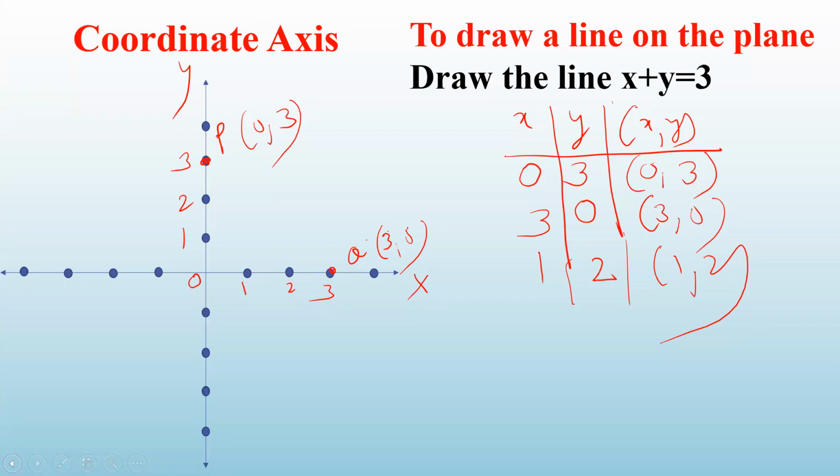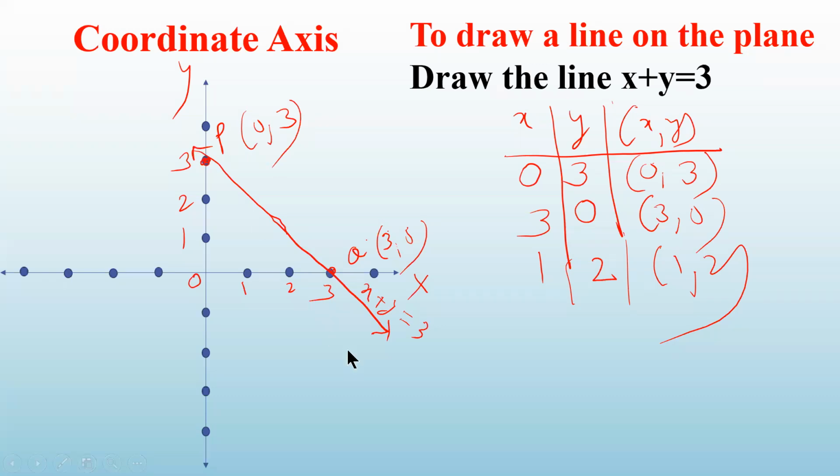Next step is what? You join these 2 points and draw the line. So just join these 2 points. Okay, so you will get a line. And on this line, you can write the equation of that line. So what is the equation of this line? It is x plus y equal to 3. Correct? So I have drawn the line and then I have written the equation of that line. So this is what we have seen, how to draw a line.